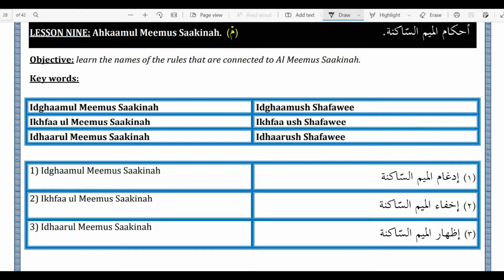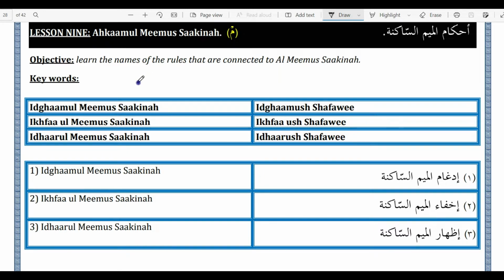Inshallah, today we will continue our Ramadan Tajweedul Qur'aan, and today we will start a new lesson which is called Ahkaamul Meemus Saakinah. And Meemus Saakinah is a meem with a sukoon written above it.